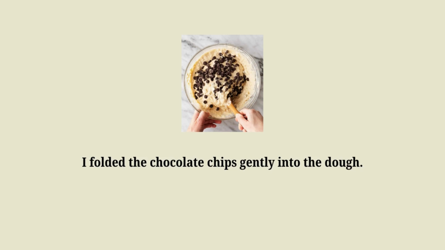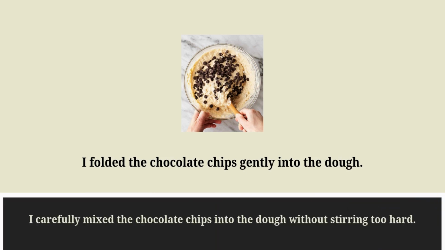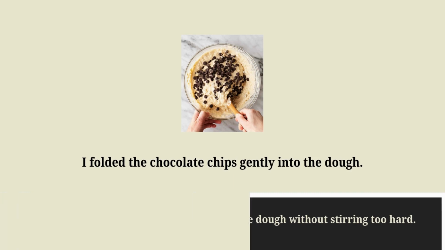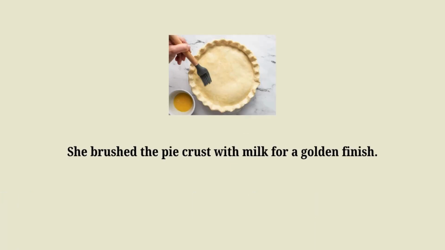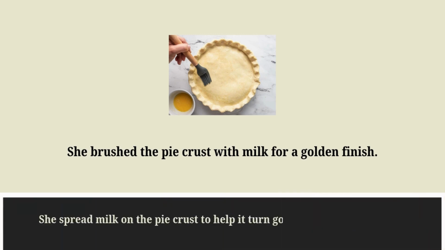I folded the chocolate chips gently into the dough. In simple terms, I carefully mixed the chocolate chips into the dough without stirring too hard. She brushed the pie crust with milk for a golden finish. Or she spread milk on the pie crust to help it turn golden brown when baked.